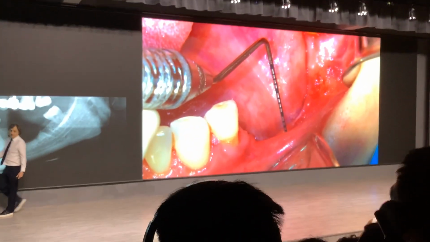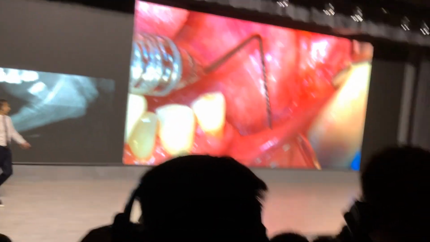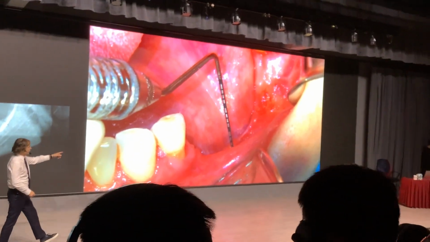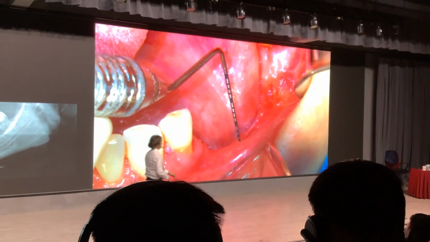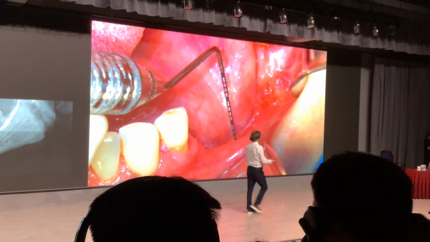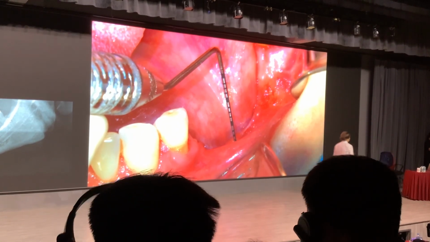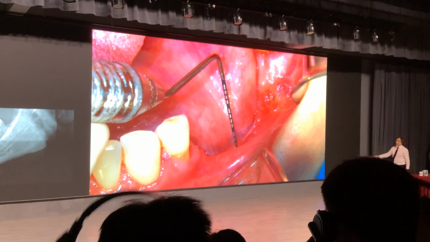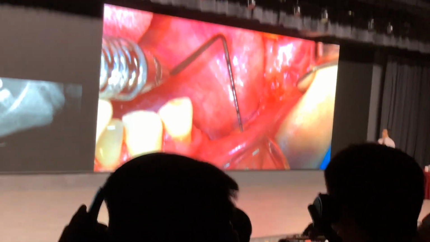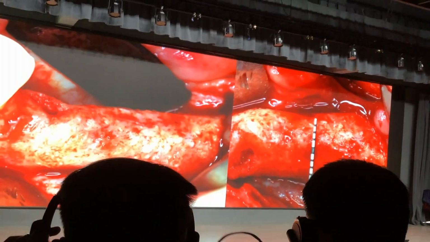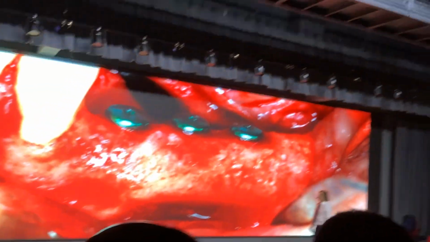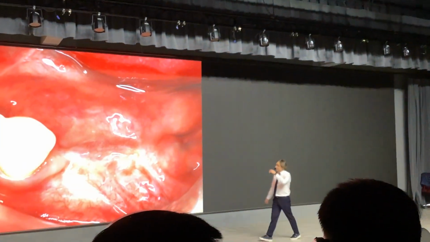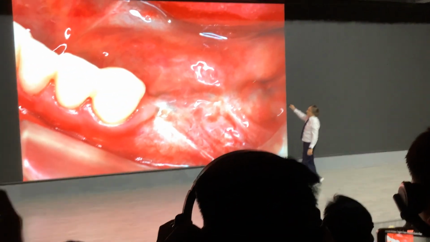Here's the defect. But as you can see here, there's no keratinized tissue. There's no keratinized tissue here. Here's the bone. Implants. No keratinized tissue here.